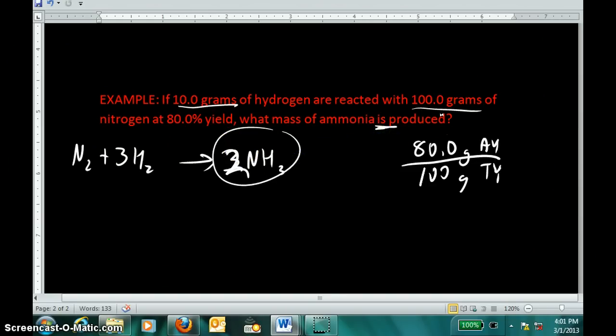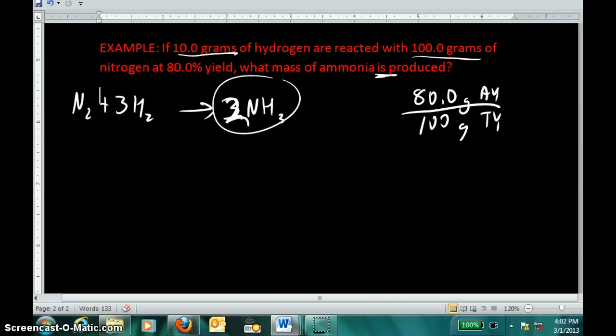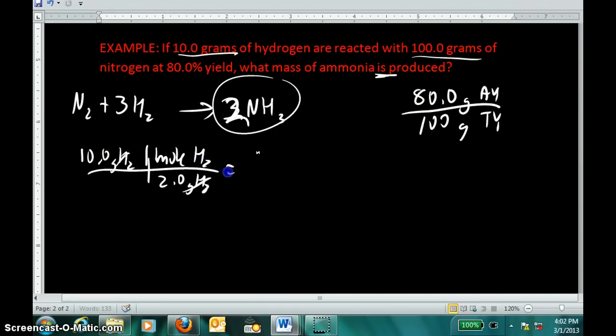In other words, we don't care how much you could make. We're not interested in the theoretical mass. We want to know what you will actually get. We need an actual yield. Well, as with any limiting reagent situation, first you've got to find your limiting reagent. 10 grams of hydrogen, 1 mole of hydrogen is the equivalent of 2 grams H2, meaning initially this reaction presents itself with 5 moles of hydrogen.